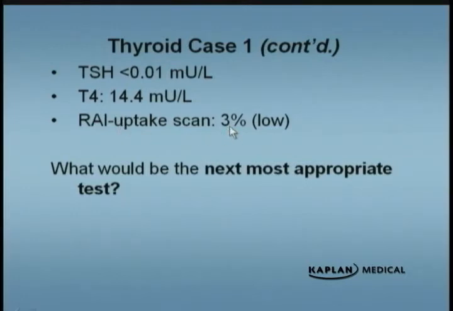3% is low. So what would be the next most appropriate test if you wanted to confirm the diagnosis? And you've already pretty much confirmed the diagnosis here. If you wanted to get one more test, you may get an erythrocyte sedimentation rate to show that this is an acute inflammatory state, because what this person has is subacute thyroiditis. But the most appropriate next step here would be to treat the patient.